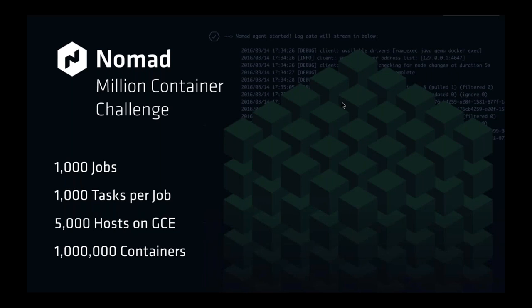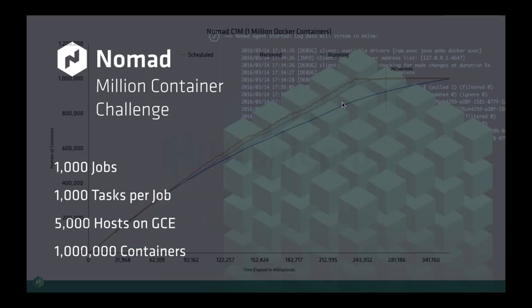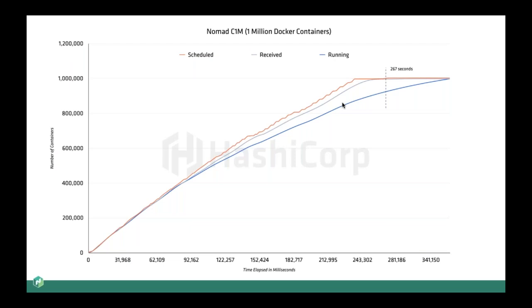And so we put our money where our mouth is with what we call the Nomad Million Container Challenge. And our goal here was to say, could we actually launch 1 million Docker containers in under 5 minutes, right? As this high watermark challenge for ourselves. And so the way we structured this was we had 1,000 jobs, each job running 1,000 Redis containers for a total of 1 million, and ran this on 5,000 machines in GCE, spanning 3 different regions, right? And what we see is that Nomad, in fact, can do it.